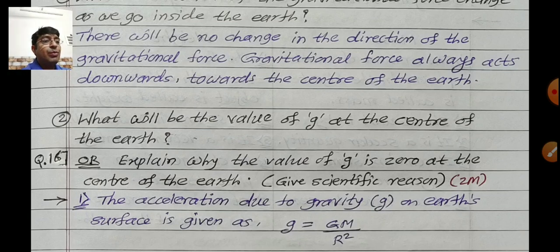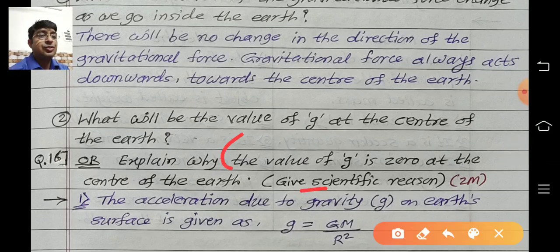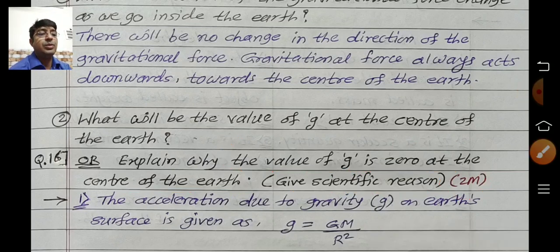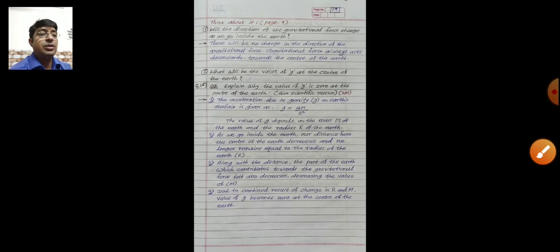The value of small g is 0. Give reason question asked in the exam: the value of small g is 0 at the center of the earth. Write the right scientific reason. This is a 2-mark question asked in the exam. So you try to find out the answer of this second question. I will give the answer in my assignment solution. All are getting? Answer is already given here, but first of all you try to find out the answer.